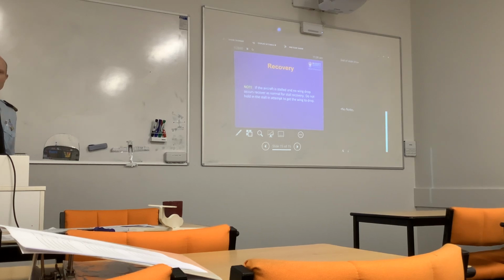Reasonably common. It's usually though with students, it's because they have checked forward way too much. It's not usually like they've held the aeroplane into the stall or anything. It's usually the opposite actually.